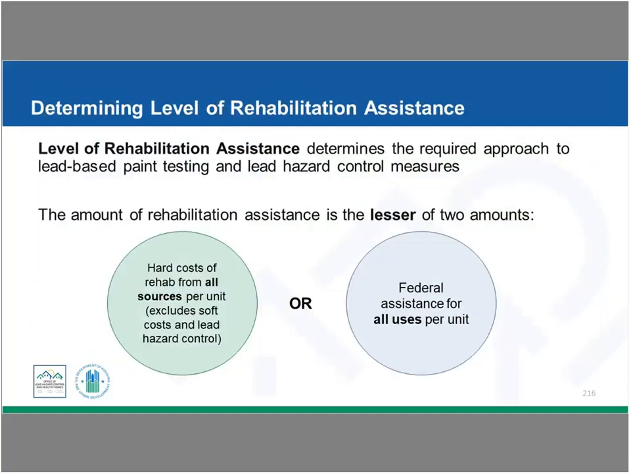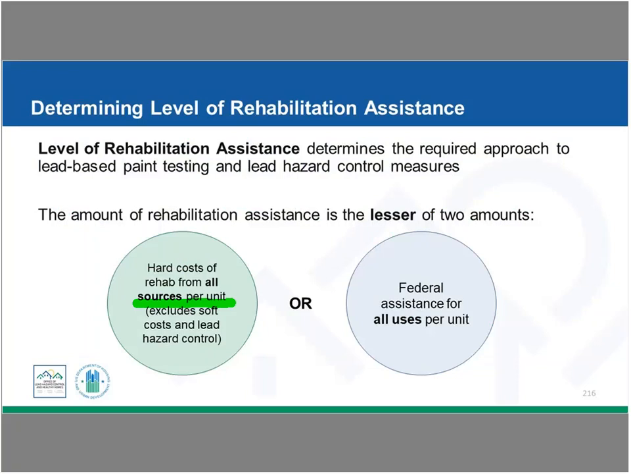So the way we're going to make that calculation is looking at the lesser of two amounts. We have two tests that we're going to look at and then take the lesser of those. We're going to look at the hard cost from all sources per unit, and that's going to exclude our soft costs and our lead hazard control costs. If you need more information about that, I would refer you back to session 2 and session 3, which went into further depth on that.